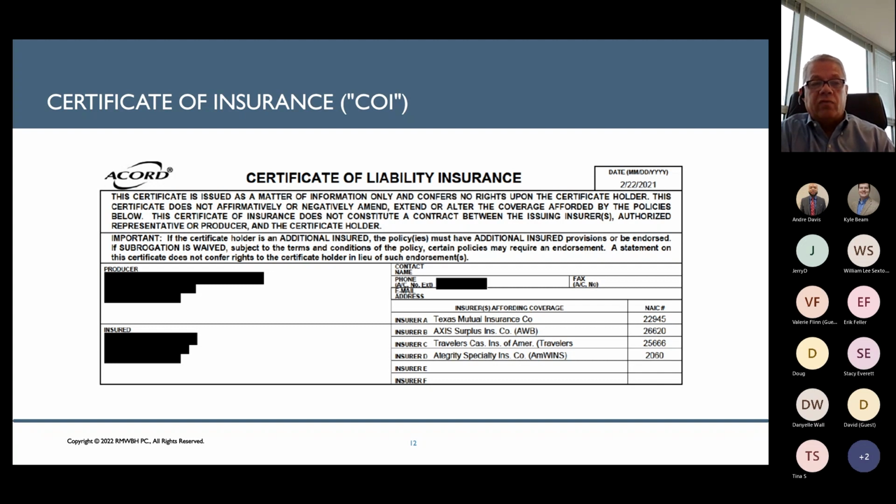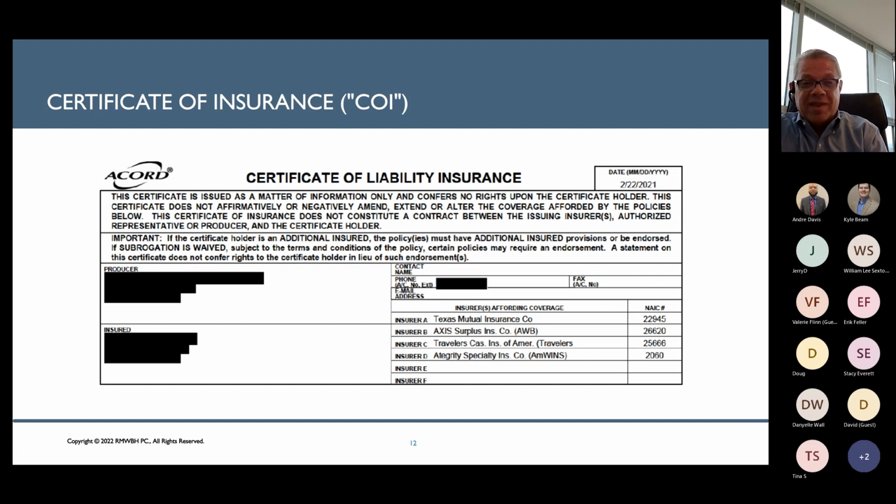And what you're looking for is the name of the insured under producer. In the box that says insured, that should be the vendor's name. So if you sign a contract with Roadrunner Fence Company and they say, here's our insurance, and you look at this document under insured and it says Texas Fence Company, that is not your vendor.